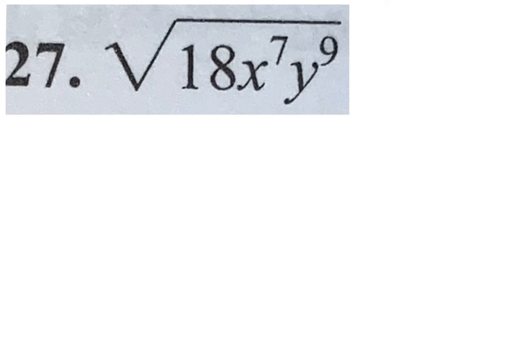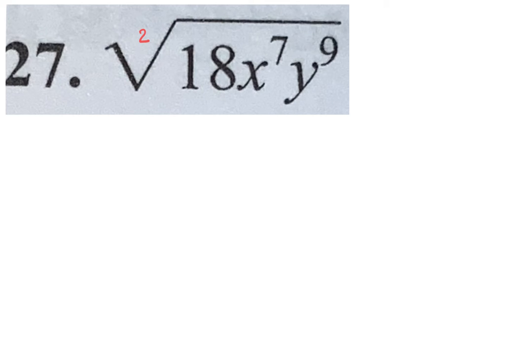So for this first one, what is my index? What grouping am I looking for to be able to pull it out? How many in a group? What's my index? 2. So my index is the number that is out here. Remember, if you don't see one, it is assumed to be a square root. So that means in order for something to come outside of the root, it has to pair up in groups of 2.